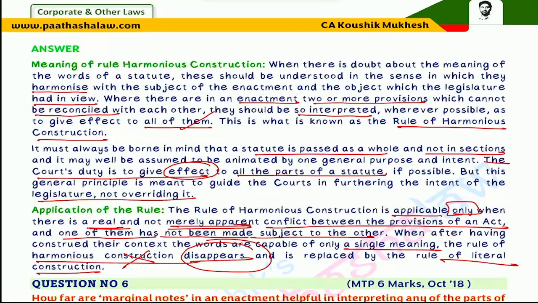When the words are capable of only a single meaning, it means there is no confusion, there is no ambiguity. It's very clear, there is only one meaning for that. When the words are capable of a single meaning, harmonious construction disappears and it is replaced by literal construction. Okay, B.